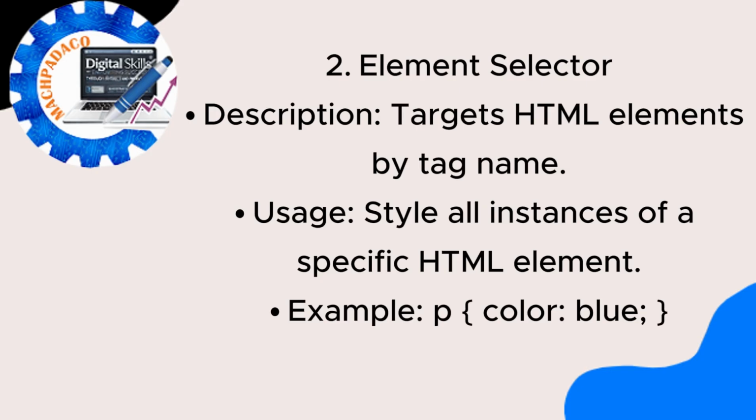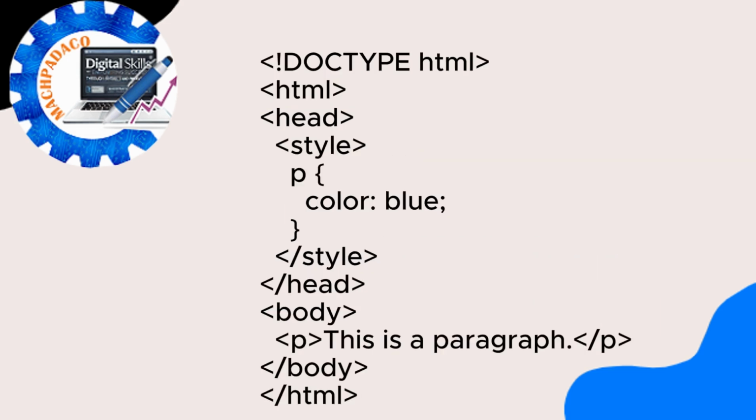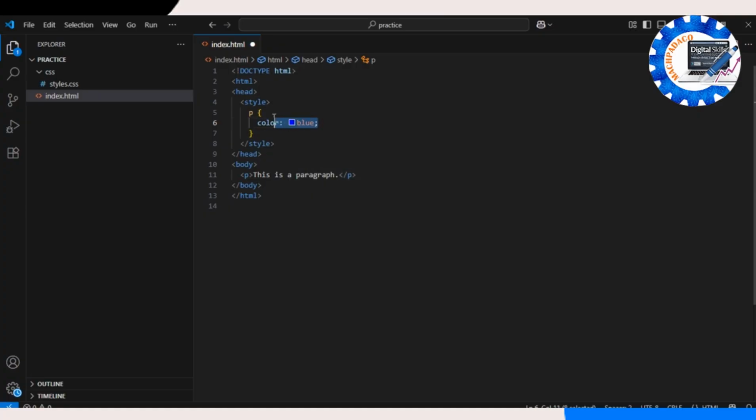Description: it targets HTML elements by tag name. Usage: style all instances of a specific HTML element. For example, we have paragraph, color, blue. Then this is our HTML code for element selector. Then take note of the style P, color blue. Then the paragraph, you have this is my paragraph.